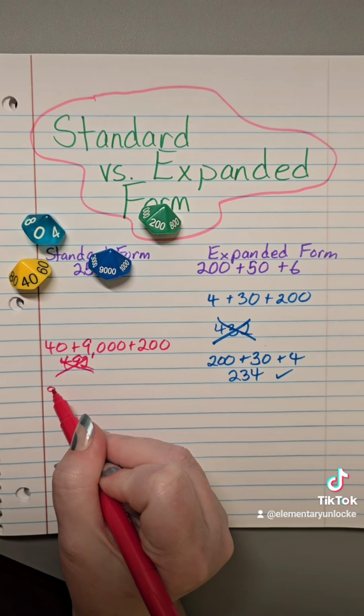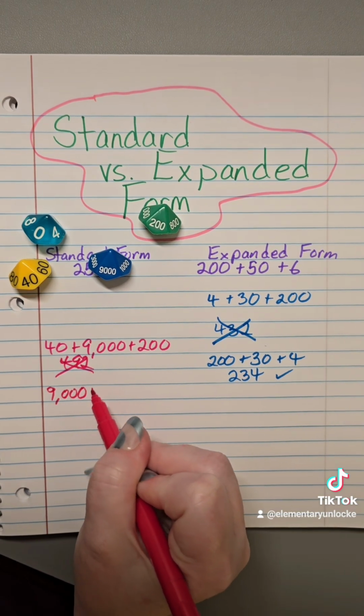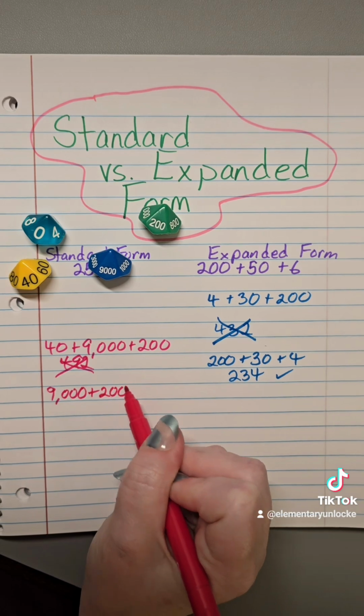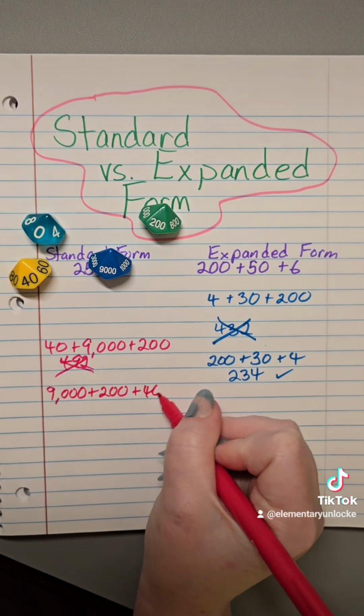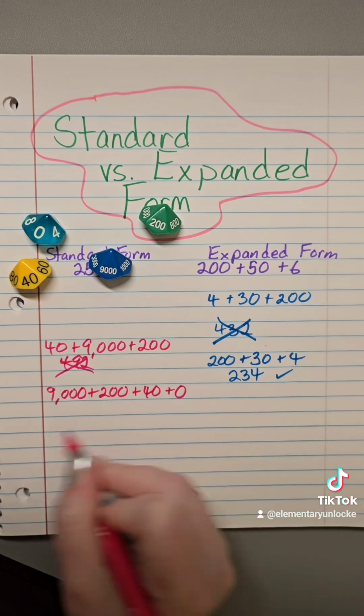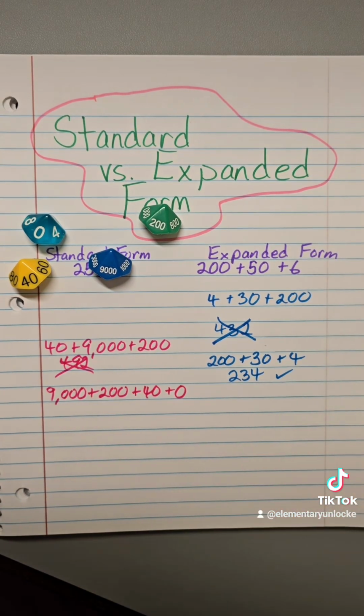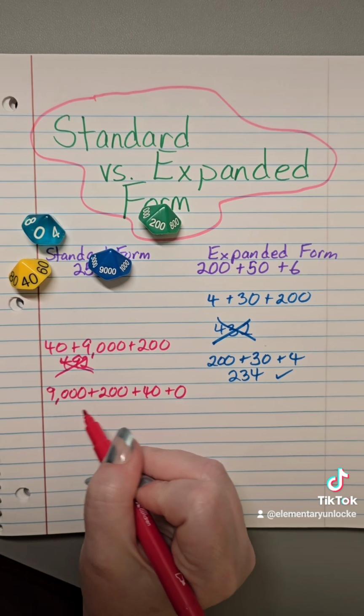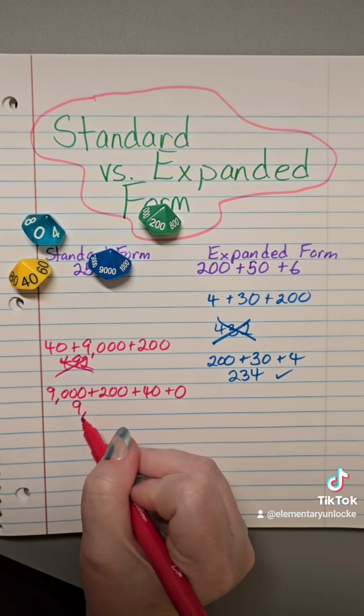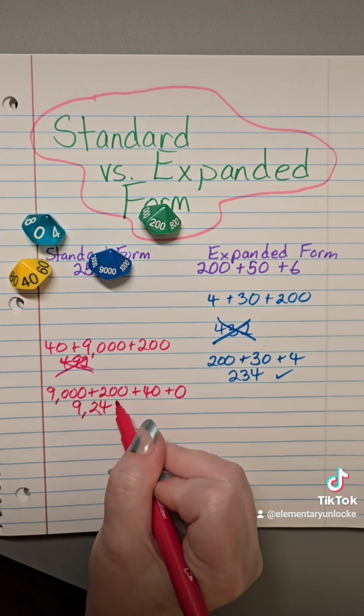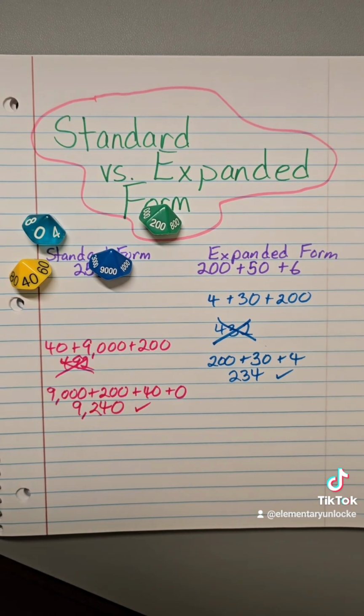So we start with thousands, 9,000, hundreds, 200, tens, 4 tens, and no ones were there. So we're going to go that way and put a 0 to hold the place. And then we're going to put these together, 9,240. And that is the correct way.